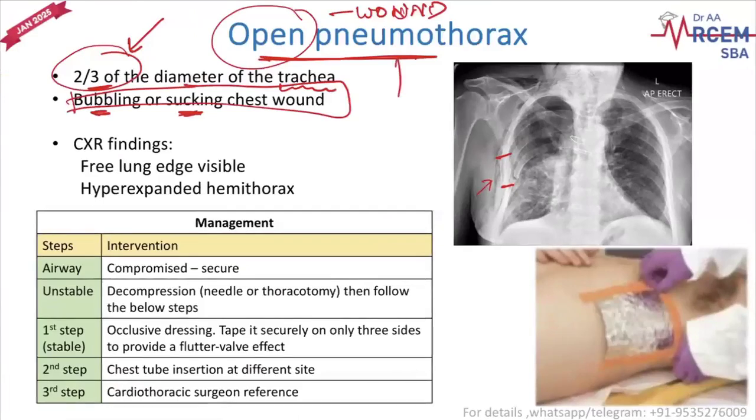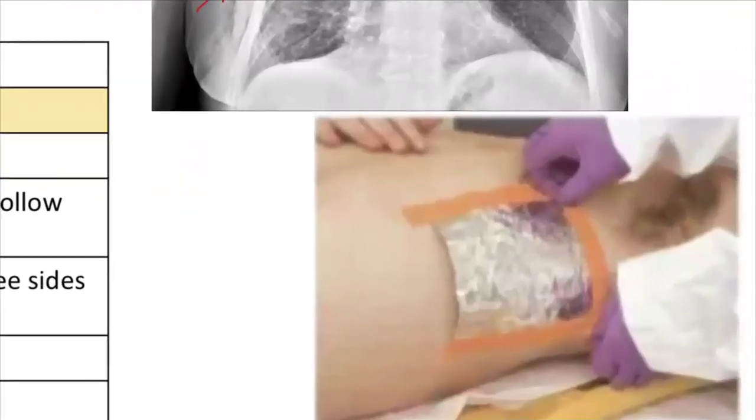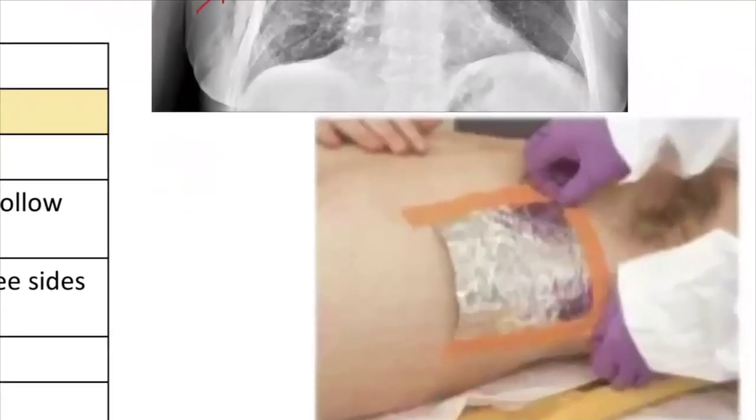If in this open pneumothorax the patient is unstable, and by unstable I again mean systolic blood pressure less than 90, then you need to do a decompression. Finger thoracotomy is preferred. If that is not given in the options, then you do a needle decompression. Once the needle decompression is done or the patient is stable, you will do an occlusive dressing. The occlusive dressing should be a three-way dressing, so you leave one side open and occlude three sides.